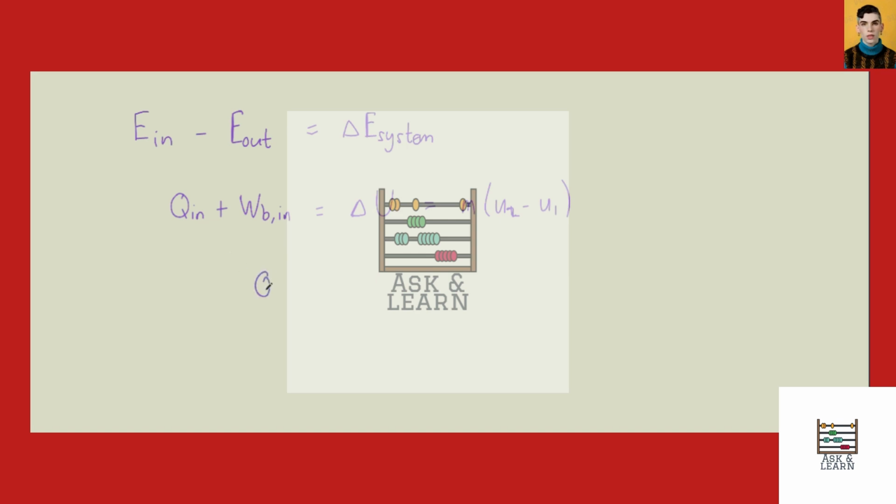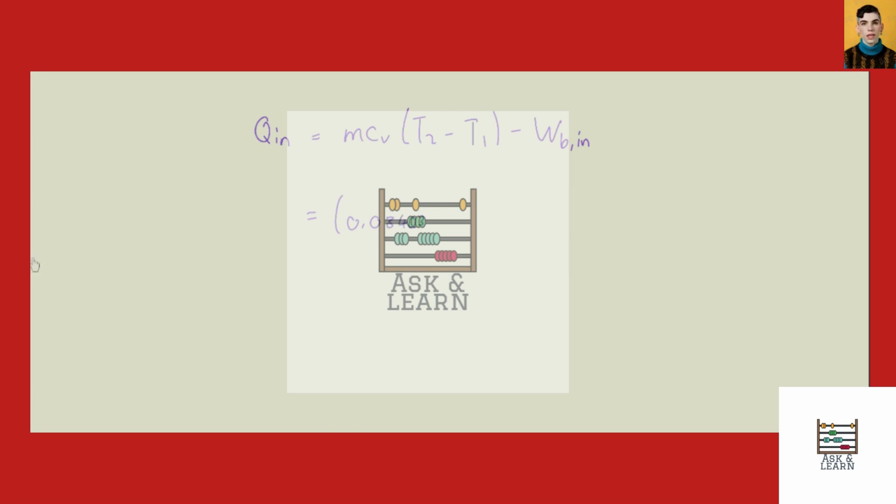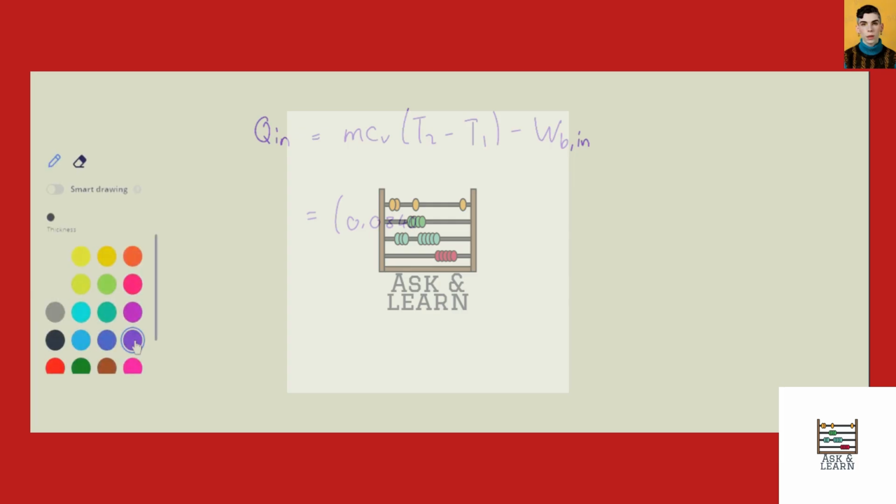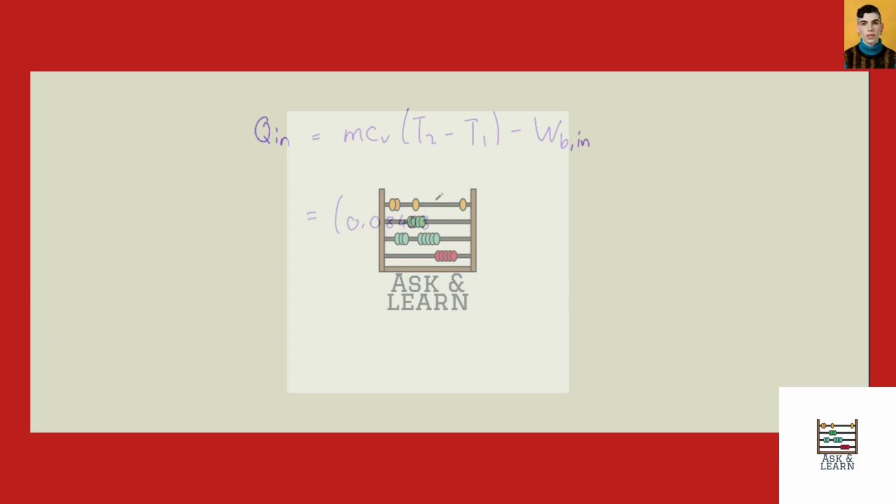So we can write this as the heat transfer is equal to M CV. We replace the internal energies with the change in temperature, T2 minus T1, minus the boundary work into the system. So here we have an expression for the heat transfer. And now we have all these values, so we can substitute them into this equation. So we have a mass of 0.03403. That's the mass of the helium. That's in kgs.